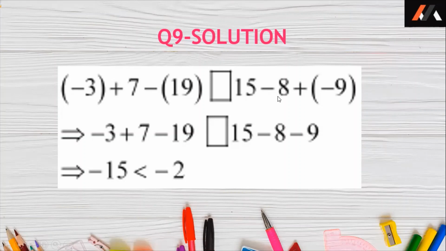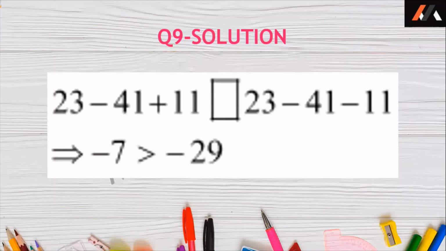15 minus 8 plus (minus 9): plus into minus will become minus. 15 minus 8 minus 9. 15 minus 8 is 7. 7 minus 9 is minus 2. Minus 2 is greater than minus 15 because minus 2 is closer to 0 on the number line.